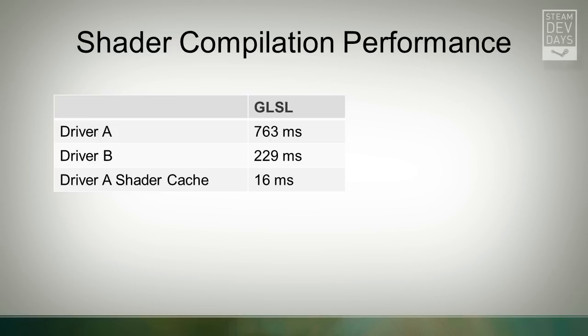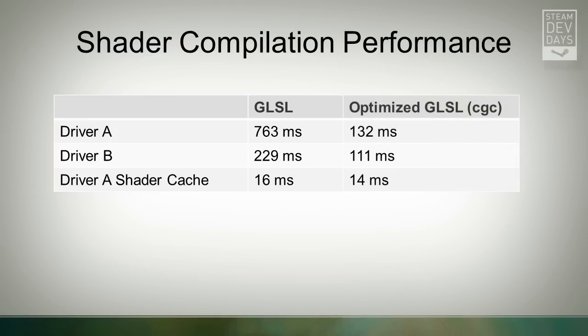We wanted to see if maybe we could improve this performance by optimizing our GLSL. So we did another experiment where we took this same shader and we ran it through NVIDIA's CGC tool, which basically produces assembly-like optimized GLSL. And you can see that, yeah, you do get a lot better performance. 700 milliseconds goes down to around 100, but still the shader compilation performance is nowhere near program binaries or shader cache.